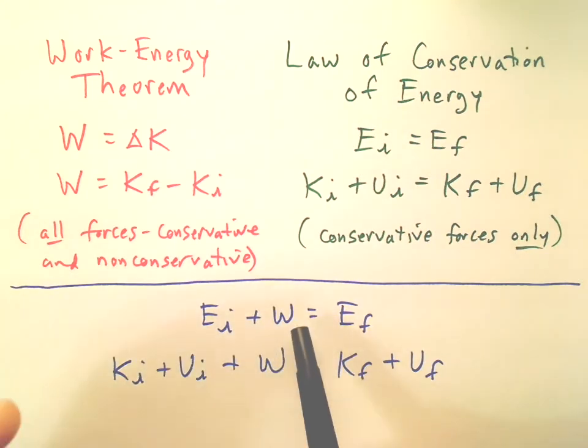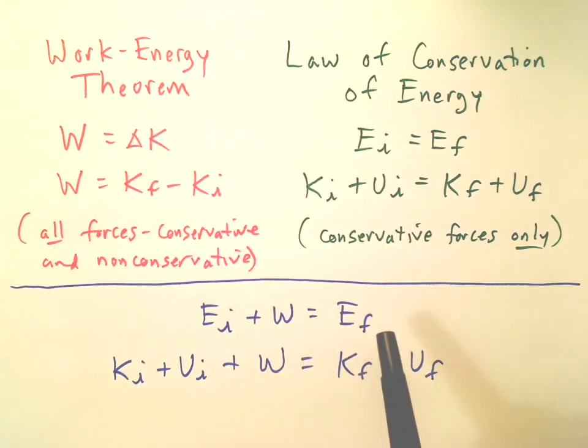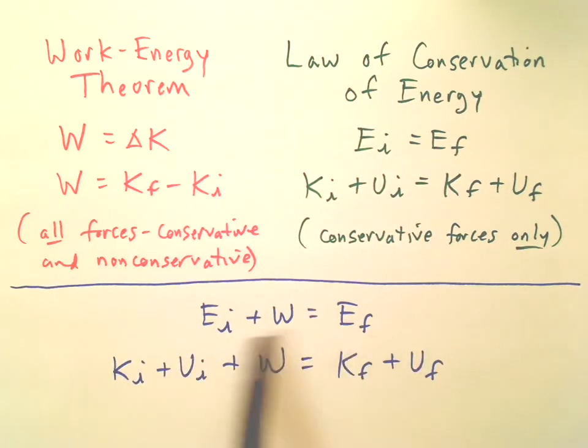The result might be positive work is being done, in which case W is positive, and so the final energy would be greater than the initial energy. Might be that negative work is being done on the system, in which case the final energy will be less than the initial energy. So this is the method that I recommend.